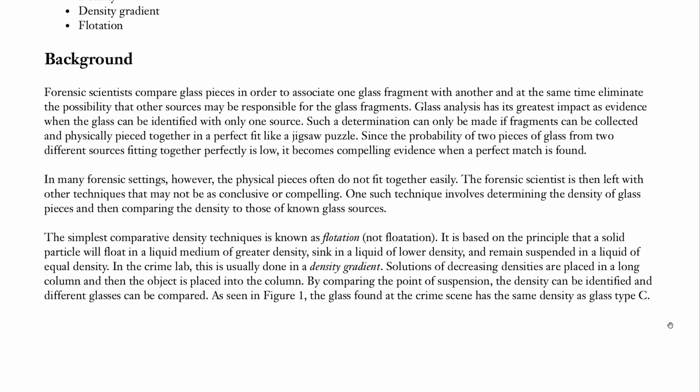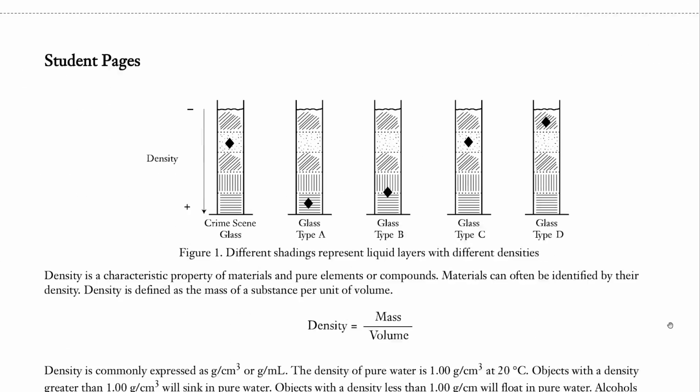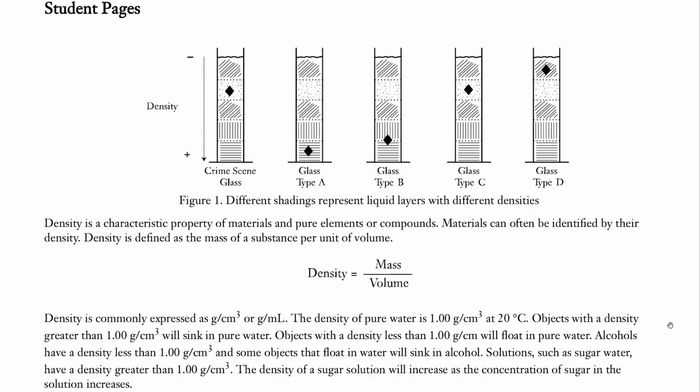In the crime lab, this is usually done in a density gradient. Solutions of decreasing density are placed in a long column, and then the object is placed into the column. By comparing the point of suspension, the density can be identified, and different glasses can be compared. As seen in Figure 1, the glass found at the crime scene has the same density as glass type C. So in Figure 1, we notice that the crime scene glass floats at the same level as the glass type C.